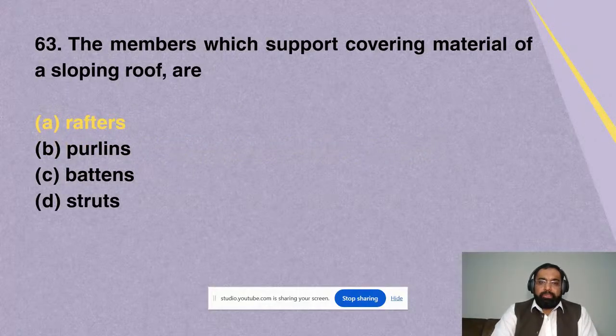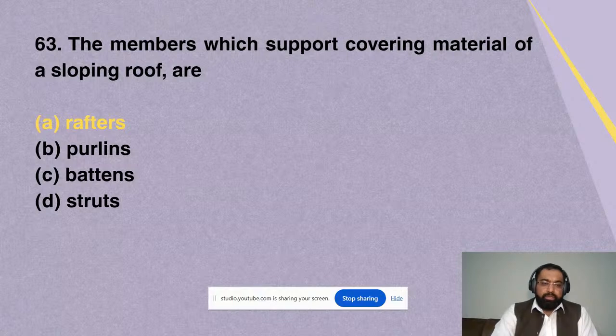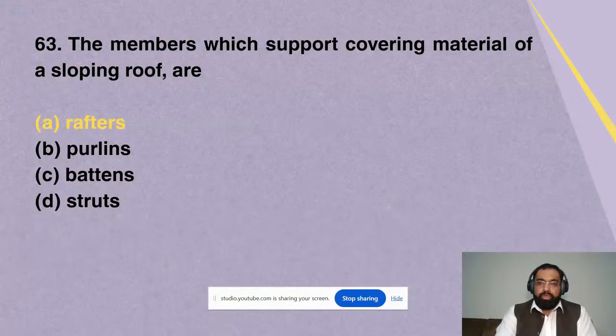63. The members which support covering material of a sloping roof are: A. Rafters, B. Purlins, C. Battens, D. Struts. So rafters are the members which support the covering material.